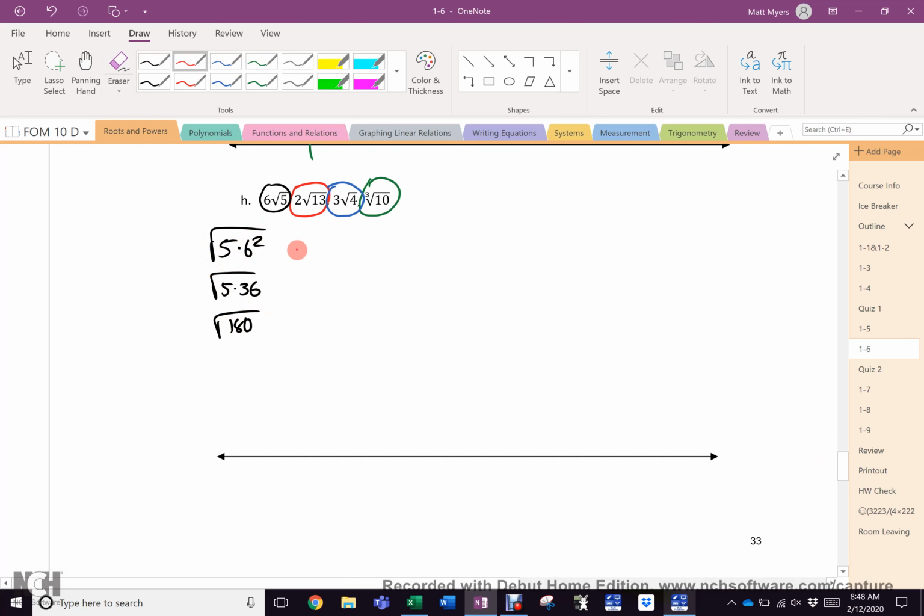What's the red one? Or the second one, 2 root 13. What's it come out as? Root 52. Nice. And the blue one. 4 times 3 squared, which is 4 times 9, which is 36. Root 36. And then we're stuck with that green one, which should come up on the screen any moment.